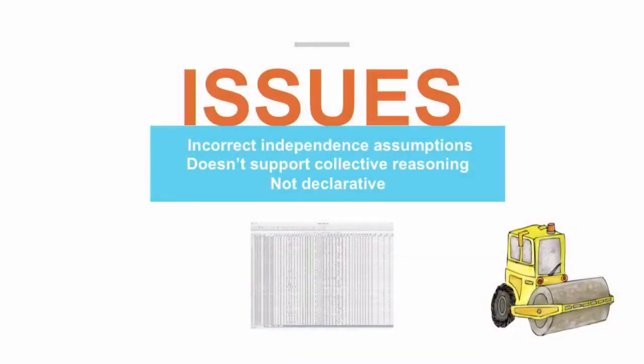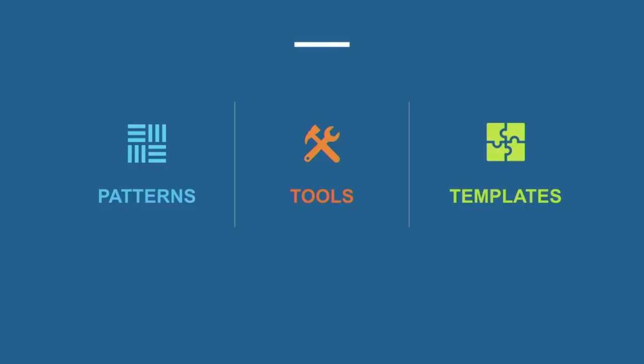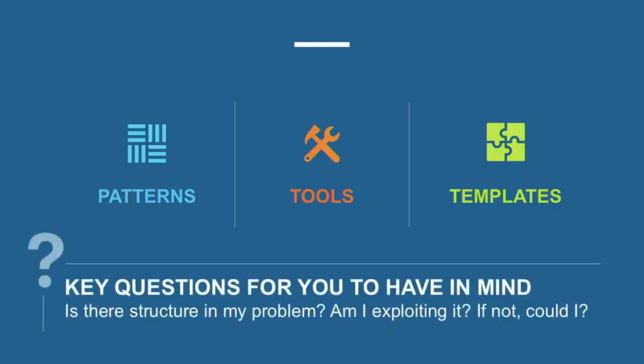So there's a real need to have ways that you can declaratively talk about how you transform the structure into features. And so in this talk, I hope to provide you with some patterns, some tools, and some templates for dealing with these kinds of structure in both inputs and outputs. And as I go through these, I really hope that you'll keep in mind, for the kinds of problems that you're looking at, is there structure? If there is structure, are you exploiting it? And if you're not, could you?